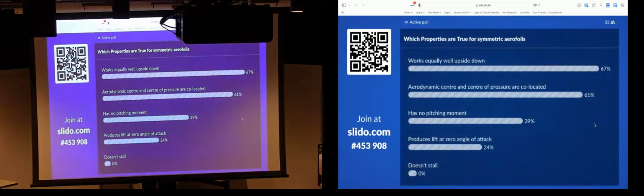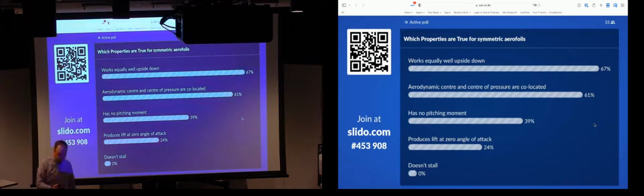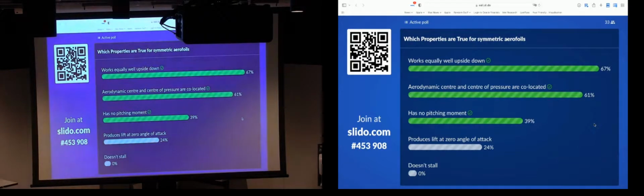Which properties are true for symmetric airfoils? They work equally well upside down. The aerodynamic center and the center of pressure are co-located. They have no pitching moment. They produce lift at 0 angle of attack, and they don't stall. Well, it's nice to see that no one put they don't stall because airfoils stall. To get something that doesn't stall, you need more complex interactions.